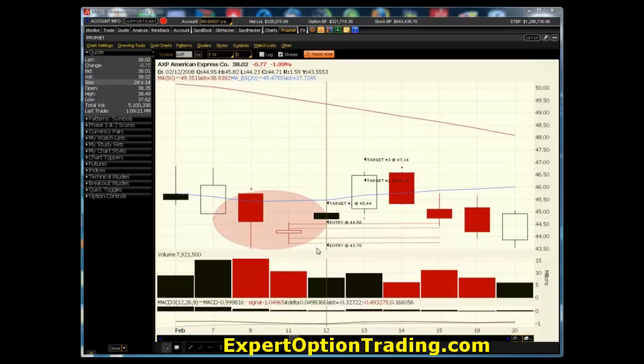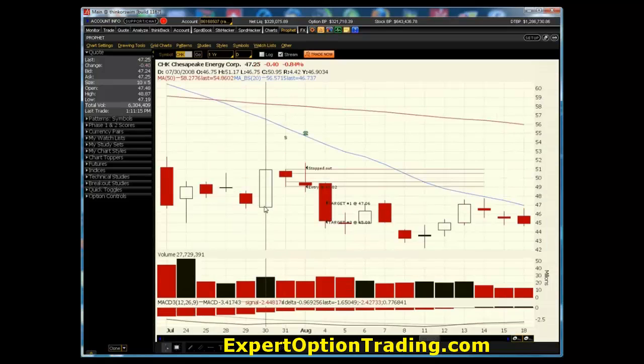Here's an example in Chesapeake Energy of exactly what a fake out looks like. You have an inside bar, which is a relatively narrow inside bar, at least 50% or less of the bar that precedes it. This particular inside day, if you were to trade this, you would have entered a short position at 49.02.